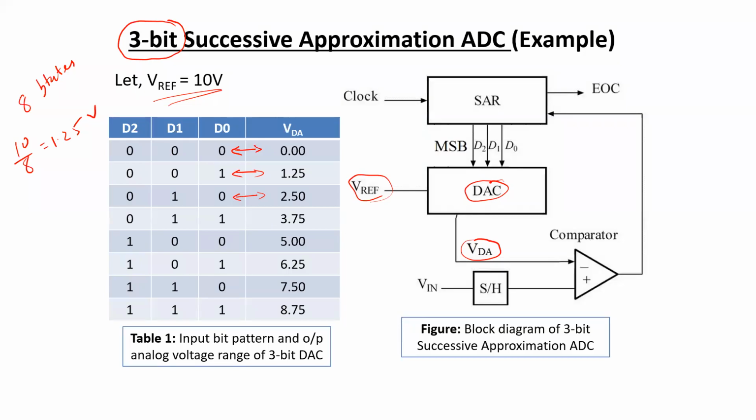So up to 111 we'll have a voltage of 8.75. So in the first cycle, the SAR is actually going to check the MSB.